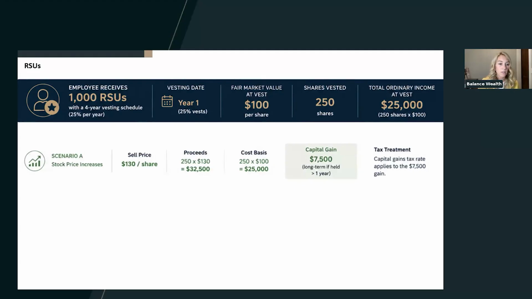So let's say, for example, in this first scenario A, the stock price increased, right? So you hold the stock and now you're ready to sell. You had bought it originally at $100 and now it's $130 per share. Great, right? So when you look at what your cost basis was, what you've already paid taxes on when it vests, that was $25,000. That capital gain, that delta, is $7,500.